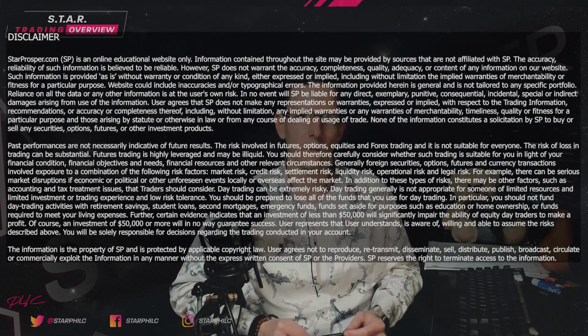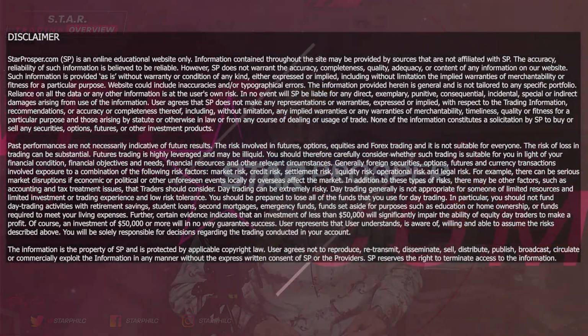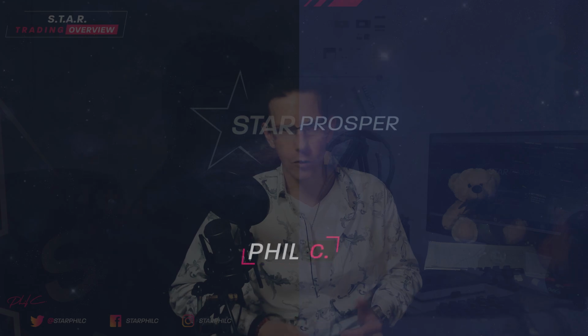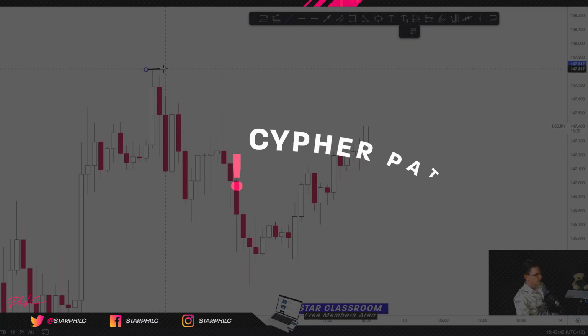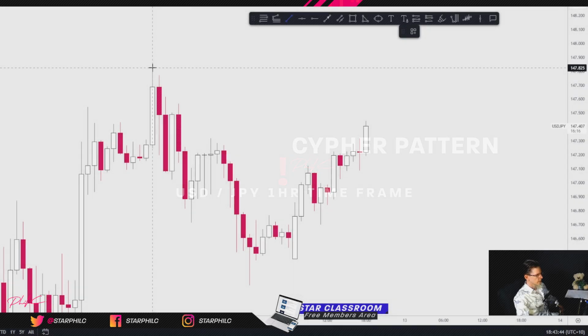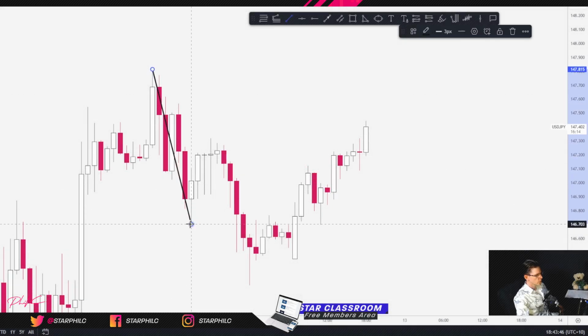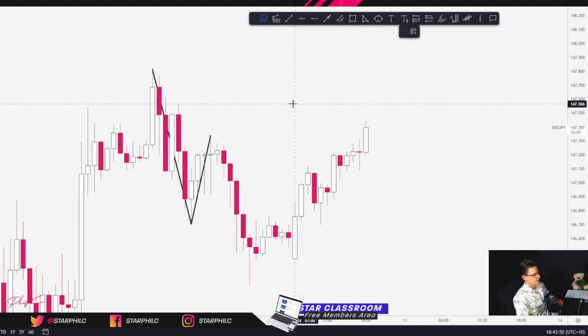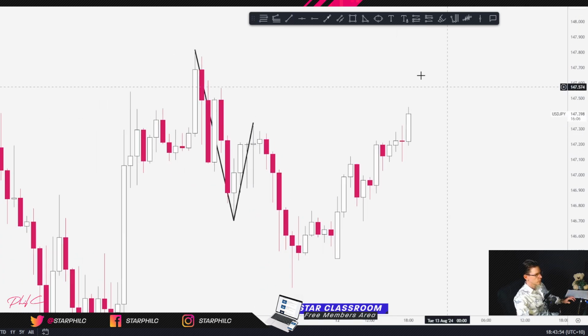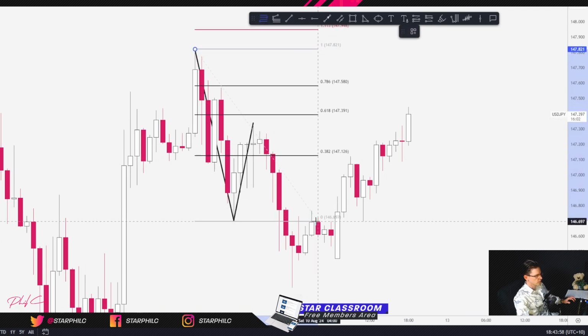All right, let's go take a look at the dollar-yen Cypher trade pattern. Real quick, this is my starting point up here, right there. So we have a swing high to swing low right there, and then we've got a pullback here. First thing we want to do is take out our Fibonacci retracement tool and measure it from our swing high all the way down to swing low.